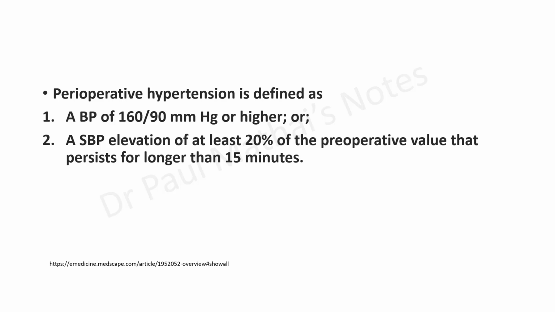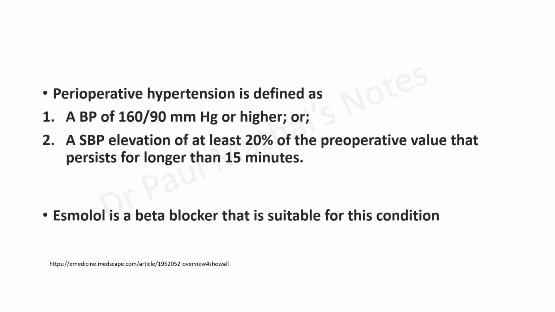Perioperative hypertension is defined as a BP of 160/90 millimeters of mercury or higher, or a systolic BP elevation of at least 20% of the preoperative value that persists for longer than 15 minutes. Esmolol is suitable for this condition.